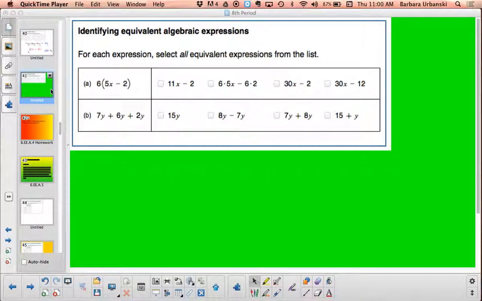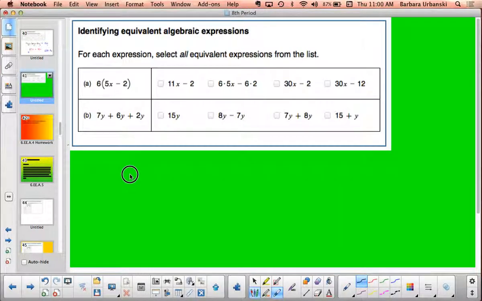Today what we're going to look at is identifying equivalent algebraic expressions. So in this particular problem, they're giving you an expression for A, and it is 6 times the quantity 5x minus 2. Now, you should be able to use the distributive property to remove the parentheses.